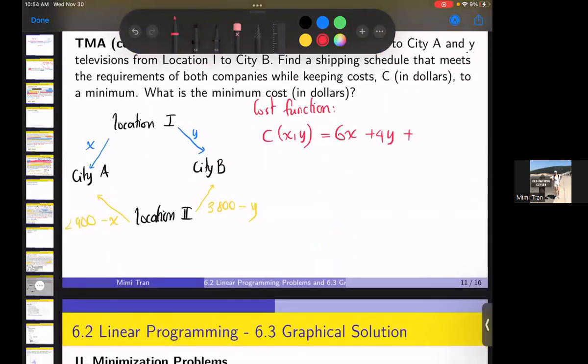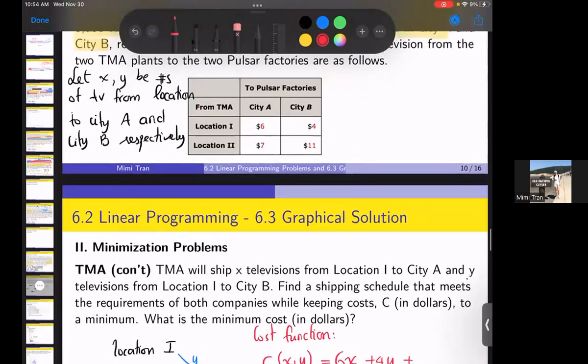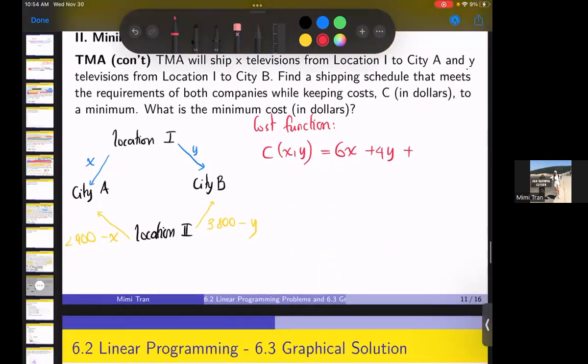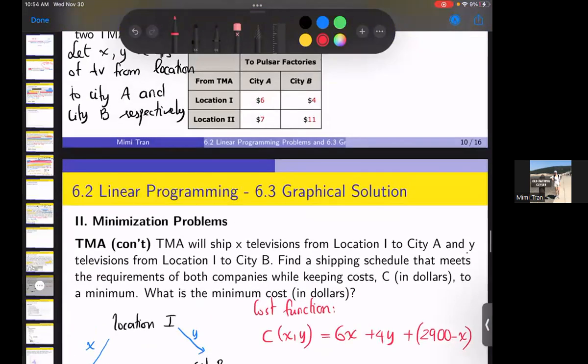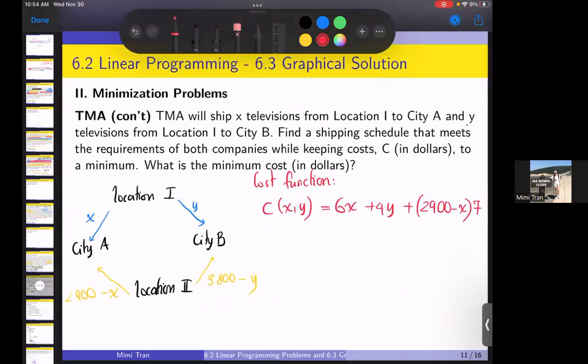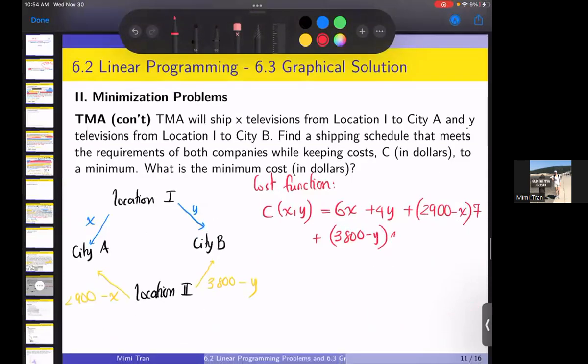Plus, location 2 to CDA. How many TV shipped from location 2 to CDA? 2900 minus X, times $7. And then there are 3800 minus Y from location 2 to CDB, times 11.